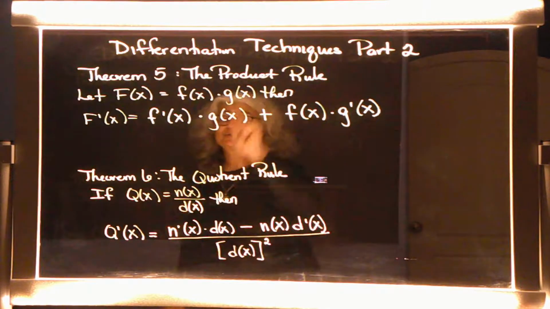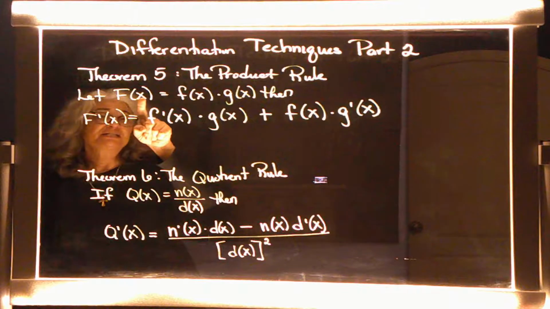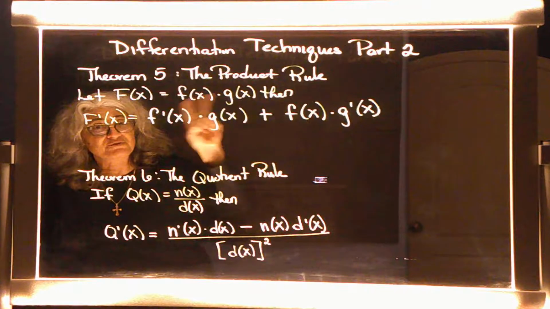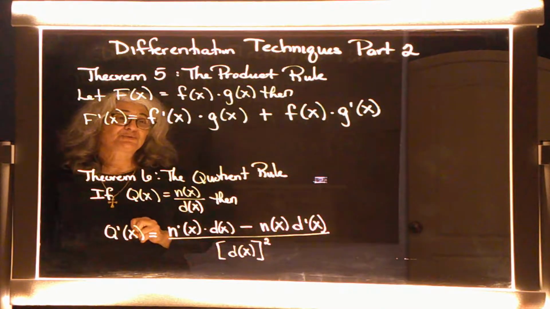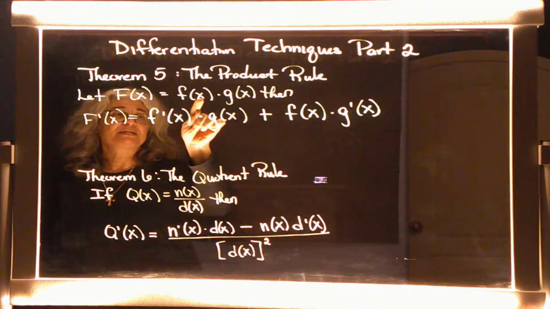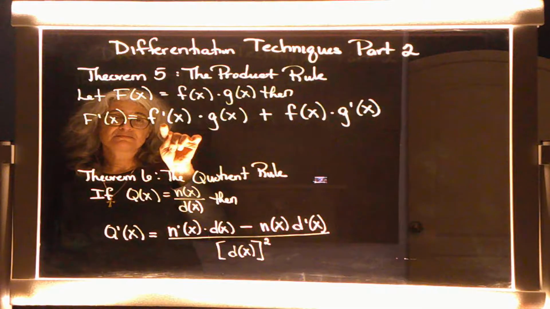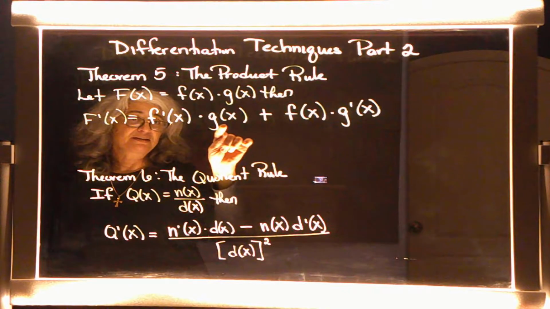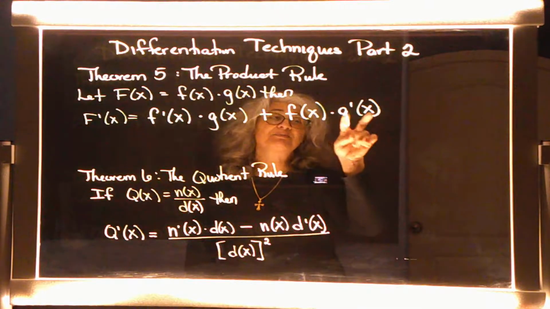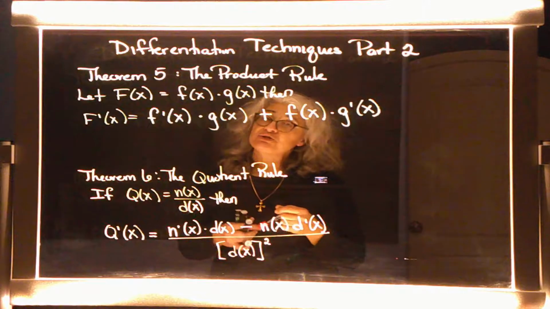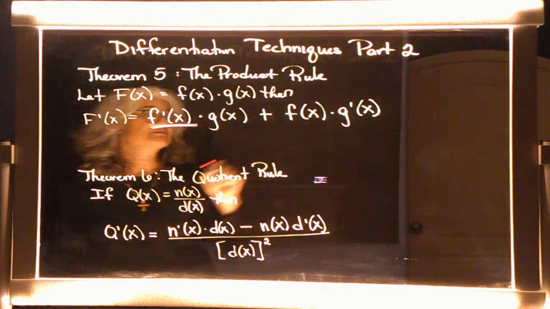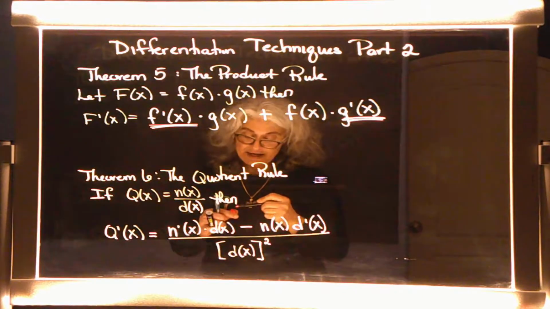So the first theorem is known as the product rule. If I'm trying to find the derivative of a function, and the function is made up of multiplying 2 other functions together, then here's how I find the derivative. I'm going to take the derivative of the first function, multiplied by the second, add to it the first one multiplied by the derivative of the second. There's only 2 places you take a derivative. Here's the first function and the second function.